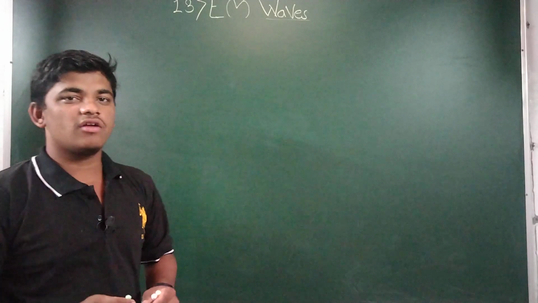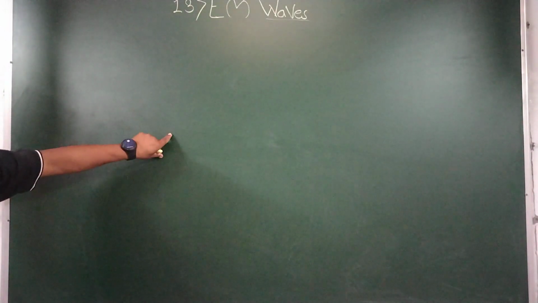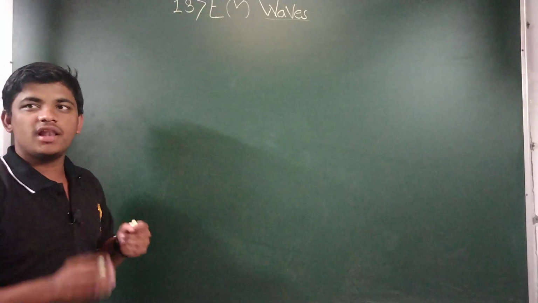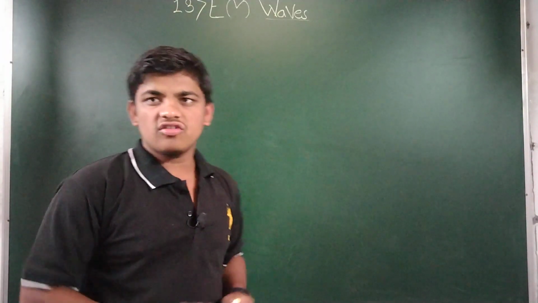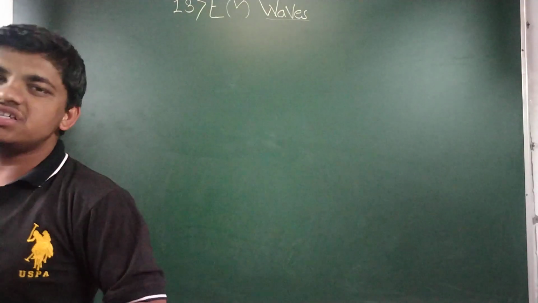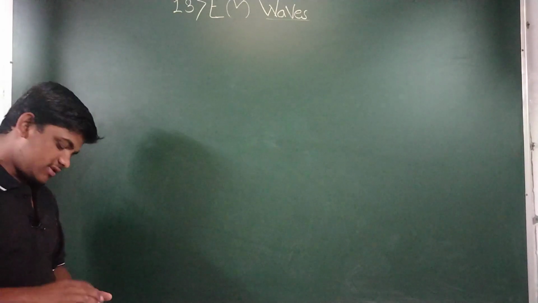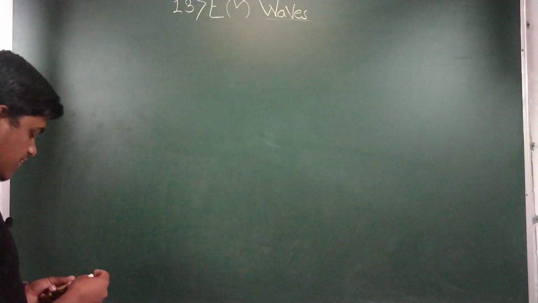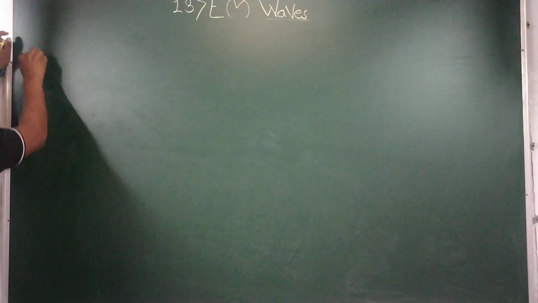The same topic will be discussed in two different parts, that is electromagnetic waves and communication system. In the first part, electromagnetic waves, we discussed the types of electromagnetic waves, the propagation of electromagnetic waves, energy, speed, and we solved some different types of problems. In this lecture, we discuss the third type, that is sky wave propagation.